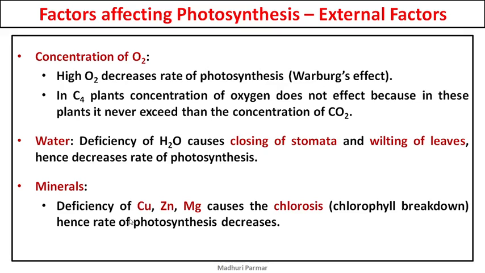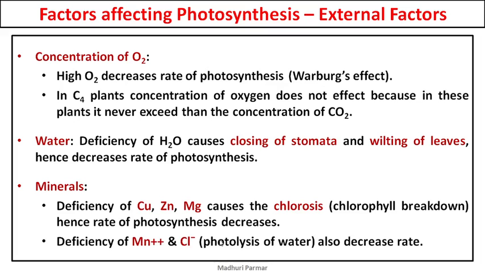Then different minerals, like deficiency of copper. Copper is required for synthesis of chlorophyll, and for other different parts as well. Zinc is required for some enzymes, magnesium is required for ATP, right? Can cause chlorosis, or magnesium again is required for chlorophyll as well. So chlorosis is basically chlorophyll breakdown. If there is deficiency of copper, zinc, or magnesium, it can lead to chlorosis. And if there is chlorophyll breakdown, then the rate of photosynthesis will also decrease.